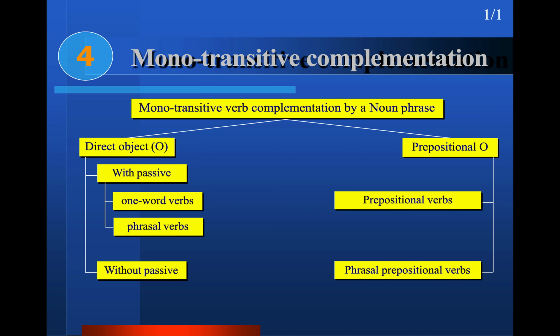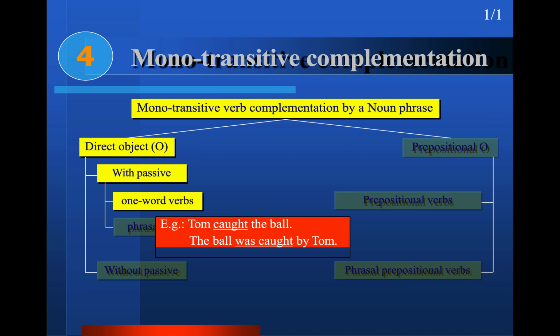So here we have passives as well. And then we have prepositional object, and this kind of object, where we have prepositional verbs and phrasal prepositional verbs. Okay, let's find out. Suppose we say Tom caught the ball. So the ball was caught by Tom. So in this case, caught is a one-word verb which is passivized in this way. The ball was caught by Tom.